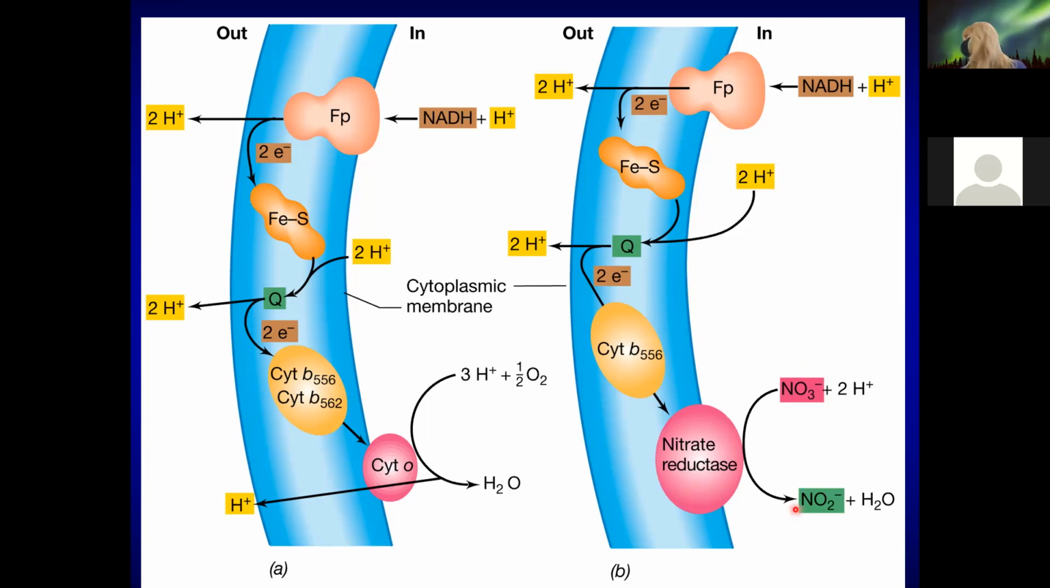Oh, I see. So basically the electron from cytochrome B gets given to nitrate reductase. Nitrate reductase will then allow nitrate, NO3 minus, to come into its active site, give the electron to nitrate, and that makes nitrite. And so it's this passing of electrons all the way down, in this case, to nitrate, which is the final electron acceptor.